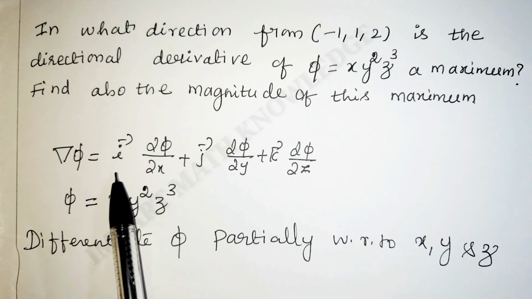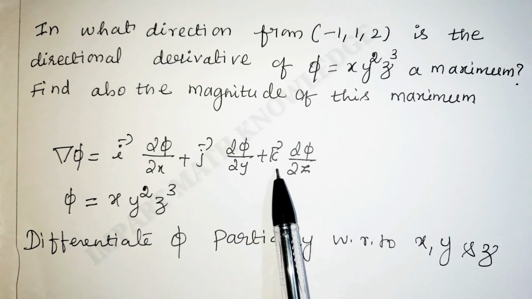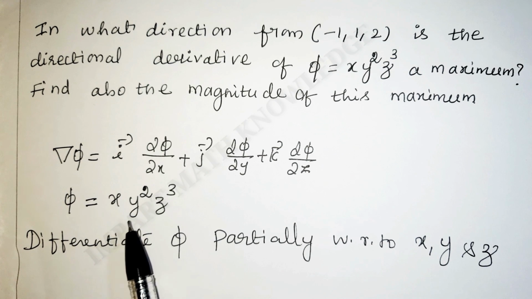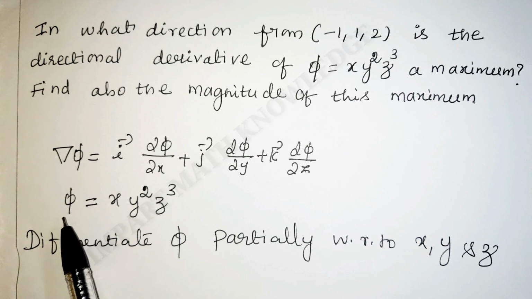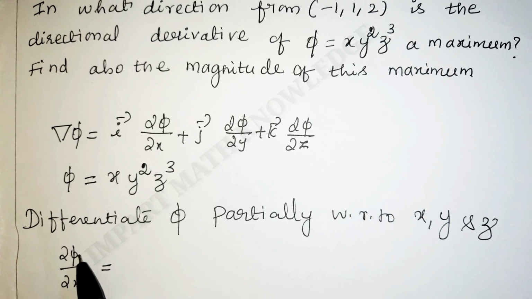Del phi is i vector dou phi by dou x plus j vector dou phi by dou y plus k vector dou phi by dou z. Phi is x y square z cube. We have to differentiate this phi partially with respect to x, y and z. So first one, dou phi by dou x. You have to differentiate phi partially with respect to x.